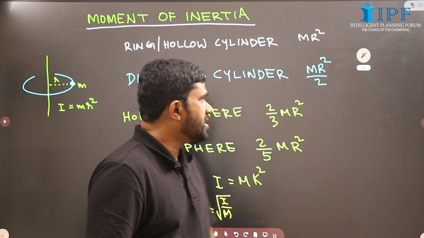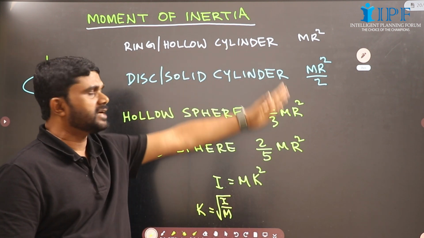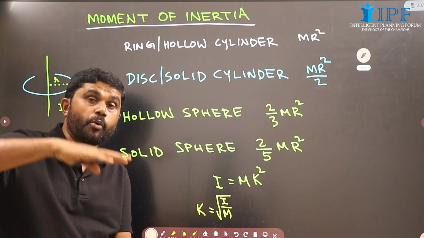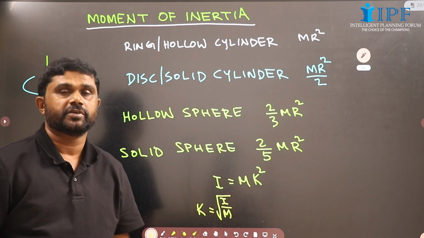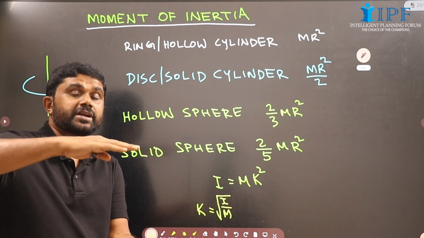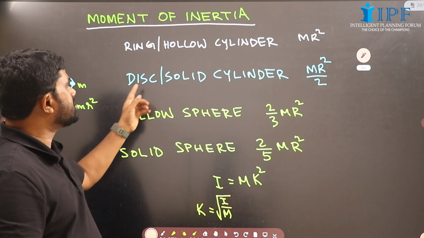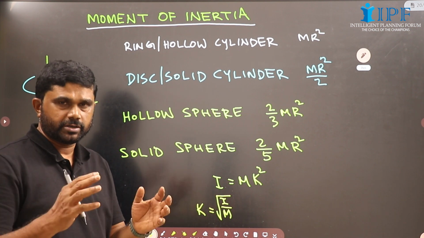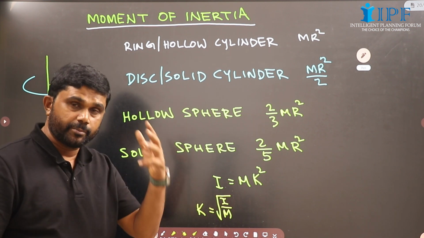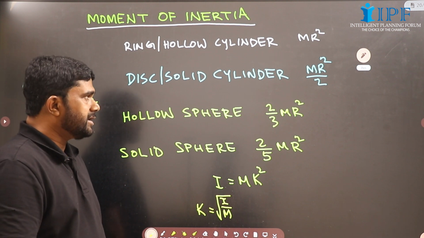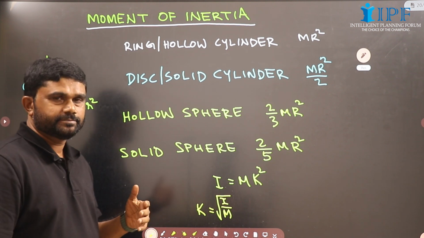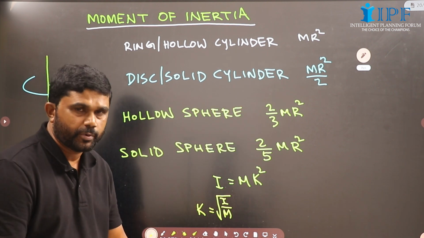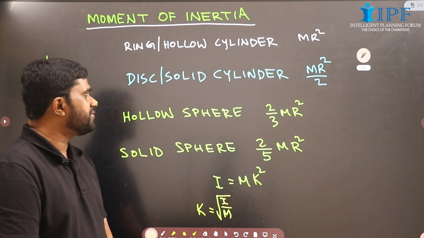So we have a ring or hollow cylinder, that is mr square, because a hollow cylinder can be considered as the combination of a large number of rings stacked one above another. Now, the moment of inertia of a disc and solid cylinder is mr square by 2, because a solid cylinder can be considered as a large number of discs stacked one over another. And the next is hollow sphere, or spherical shell, with moment of inertia 2 by 3 mr square, and solid sphere, 2 by 5 mr square.